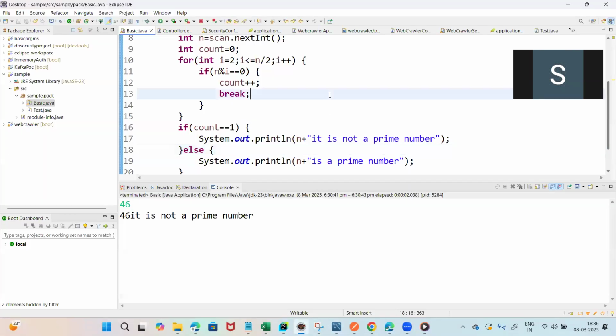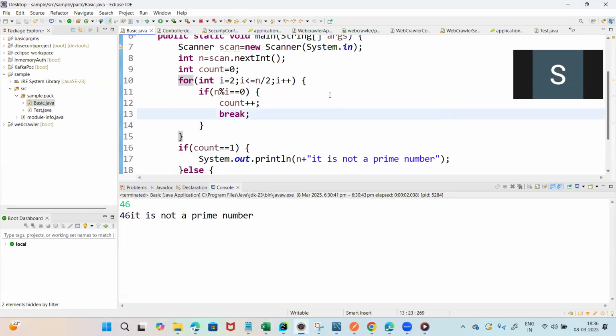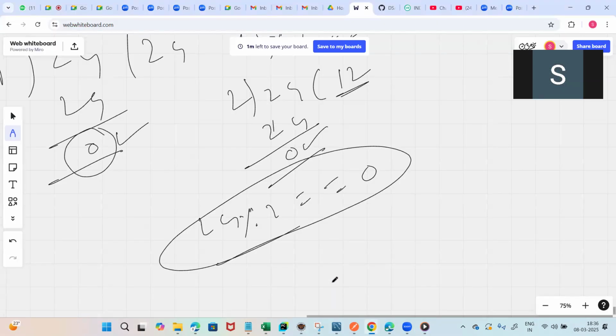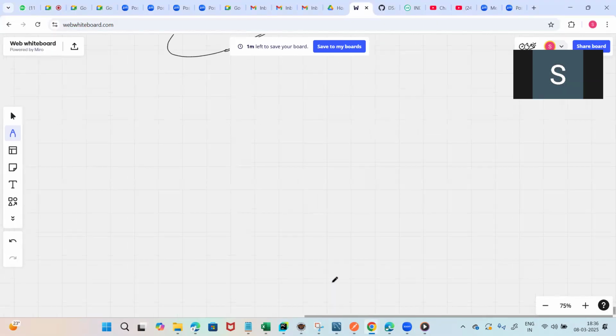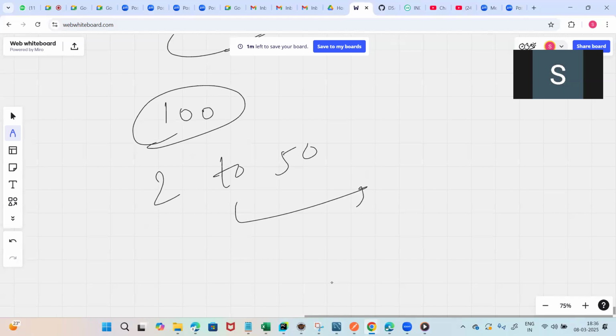Okay, right. So the first approach is I have taken numbers from 1 to n. The second approach is I have taken 2 to n by 2. The third approach is we'll take the numbers from 2 to square root of n. If you see 100, 2 to 50 is the second approach. If you see at least one factor in between, okay, Kundan, fine.